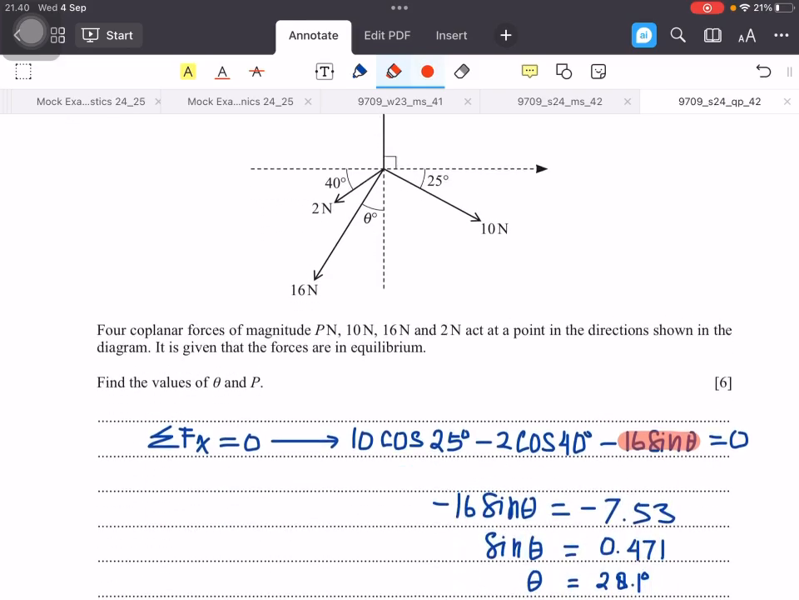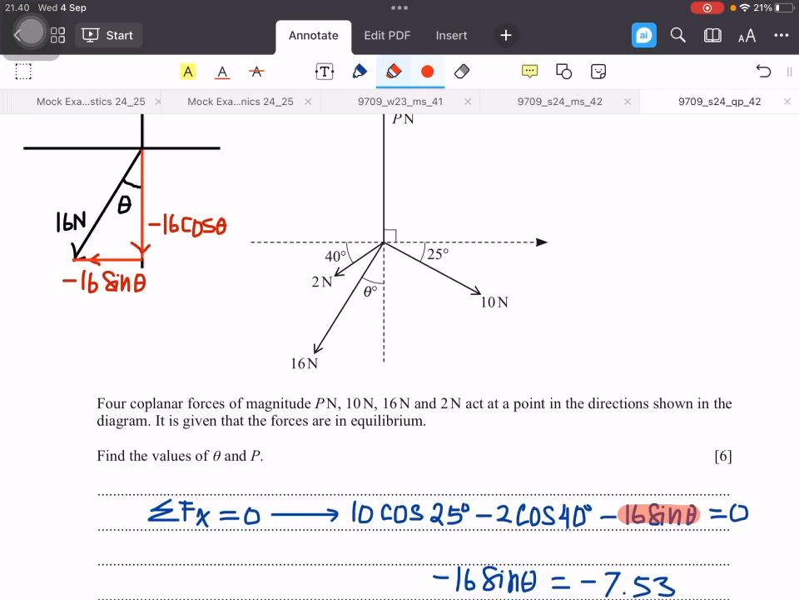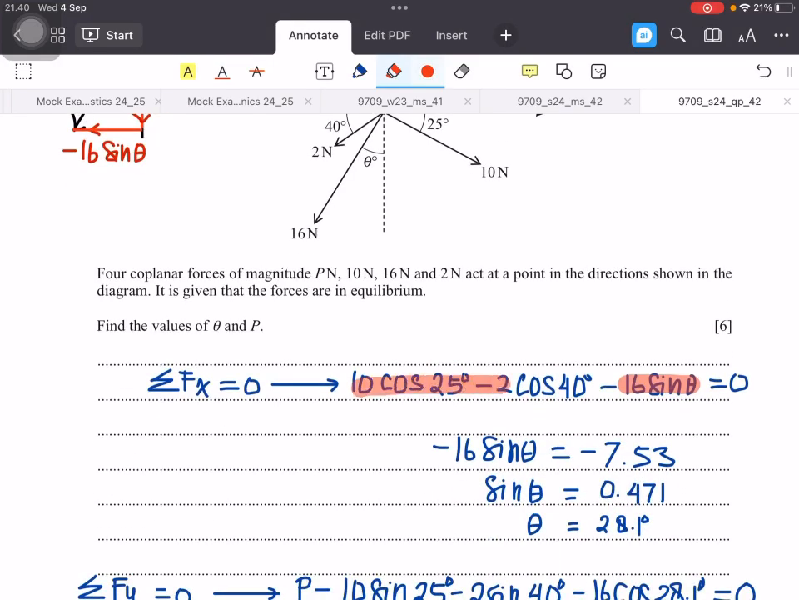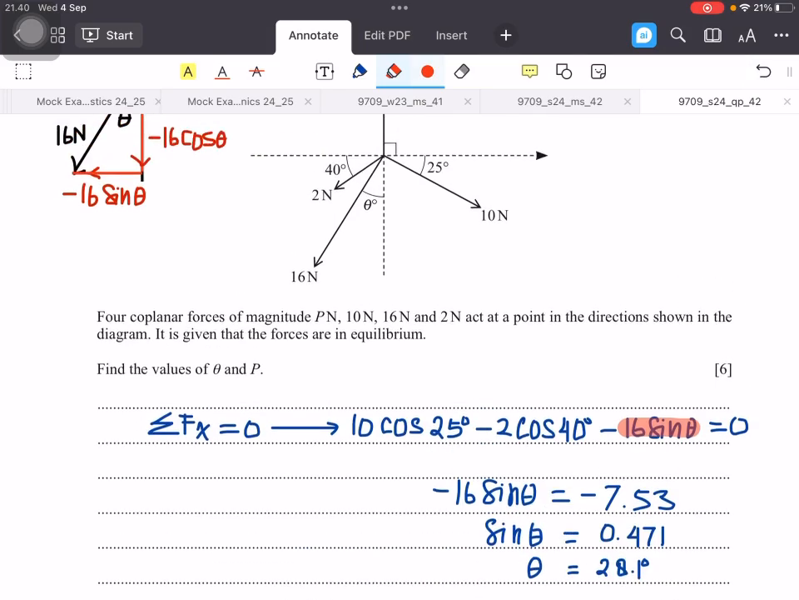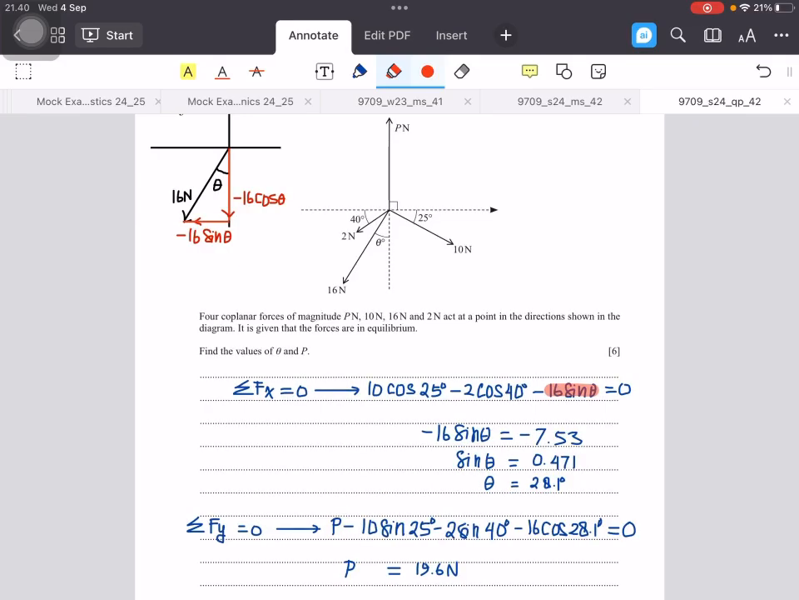So solving this equation in the x direction, we can find that sine theta is equal to 0.472. Theta is 28.1 degrees. And then now we can make the second equation using the net force in the y direction is equal to 0.